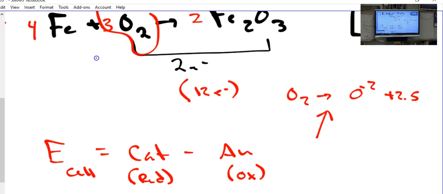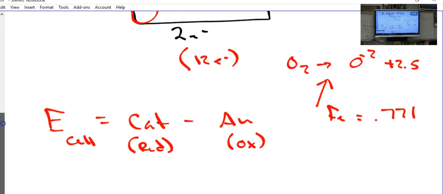Then did iron have one? That's the Fe. Oh, Judas Priest. This is super annoying. Okay. Well, let's just use that 0.771. Oh, now I know why this was harder.